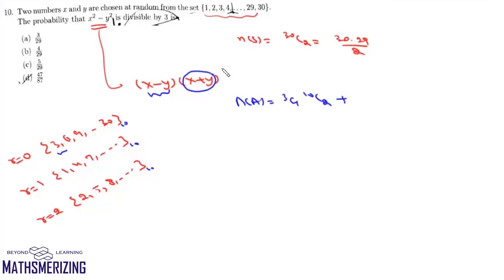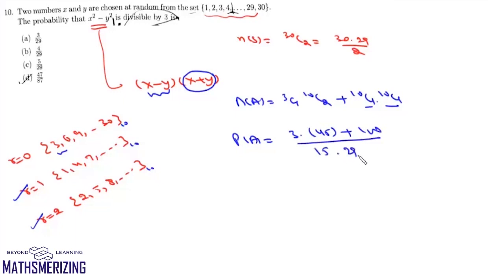divisible by 3. Now x plus y will be divisible by 3 when either we choose elements from this set, which we have already done in the first case, or when we choose one element from this set and another element from this second set. So it will be 10C1 into 10C1. So the probability that this number is divisible by 3 is (3 into 10C2 plus 100) upon 15 into 29. Now 10C2 is 45, so it will be 47 upon 87, and that's your option number D.